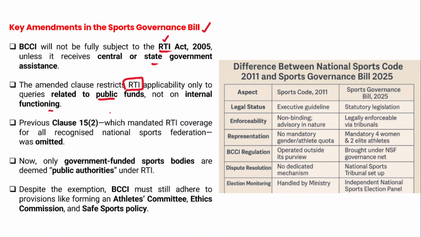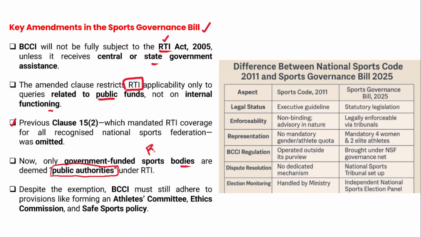However, the previous clause 15 subclause 2, which mandated RTI coverage for all recognized national sports federations, was omitted. And in fact, if this clause continued, then BCCI would also be part of the purview of the Right to Information Act. And now only the government funded sports bodies are deemed to be public authorities under the RTI Act, and all public authorities would come under the ambit of the Right to Information Act.